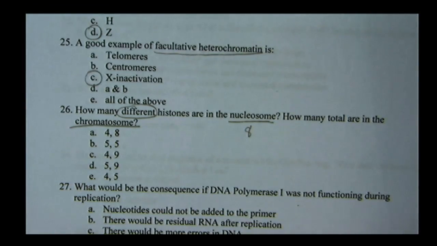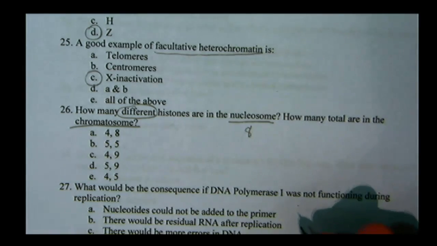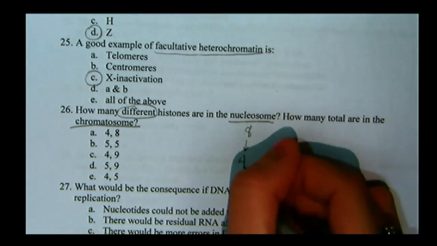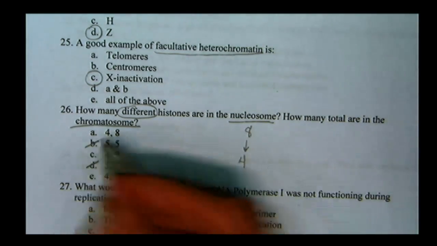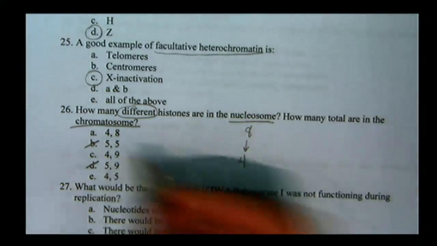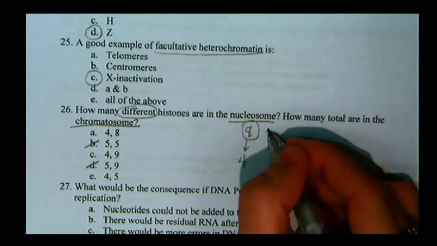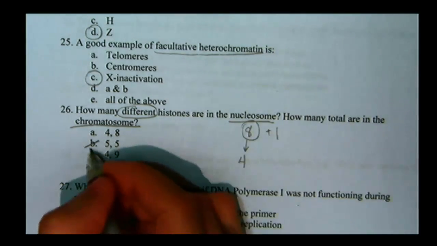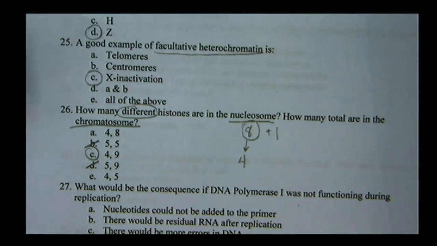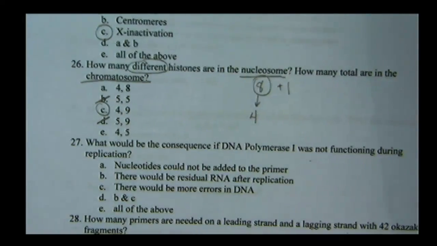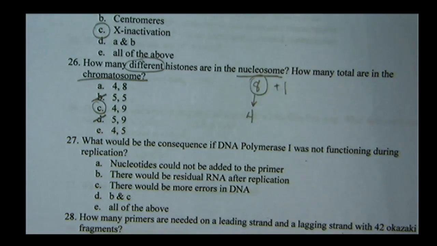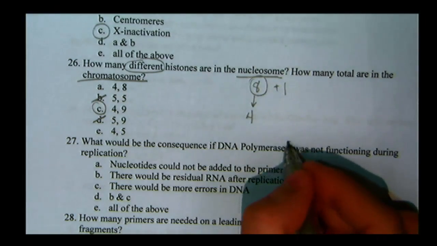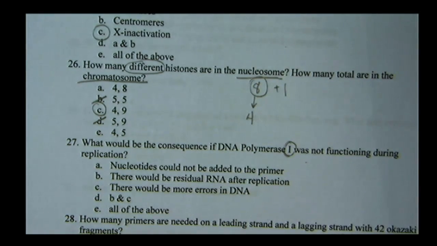Okay. So if DNA polymerase was not functioning during replication, what would happen? And this is the key here, DNA polymerase 1. Know the difference between 1 and 3. Okay, so DNA polymerase 1, does that add nucleotides to the primer? No, that's DNA polymerase 3 that does that. Would there be residual RNA after replication? Yes, because remember, DNA polymerase 1 is the one that comes in and replaces those RNA nucleotides with DNA nucleotides. And it also has error fixing capabilities, so yes, this is also true. So only B and C.